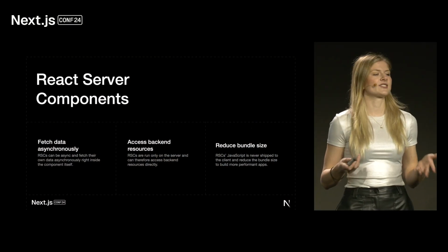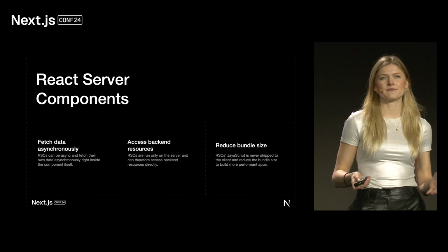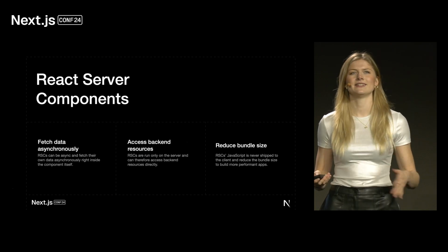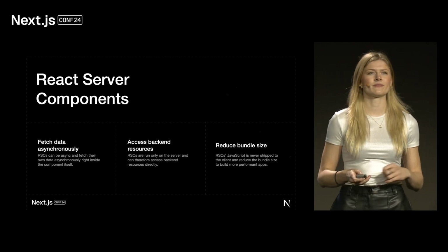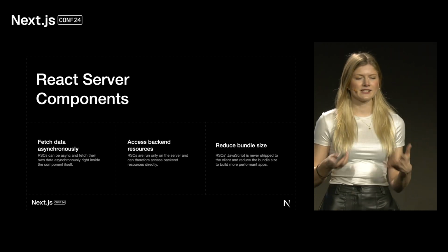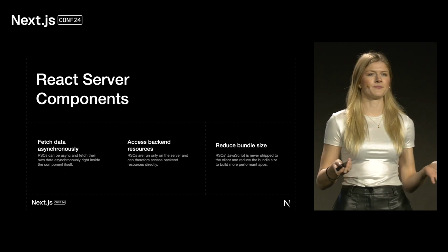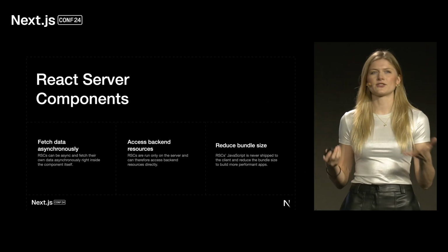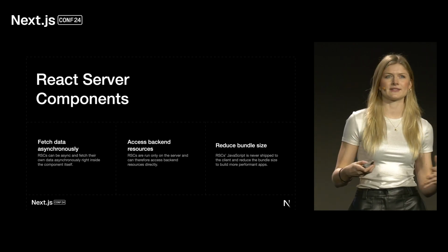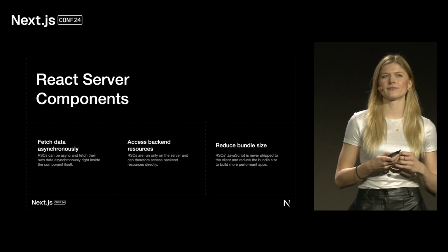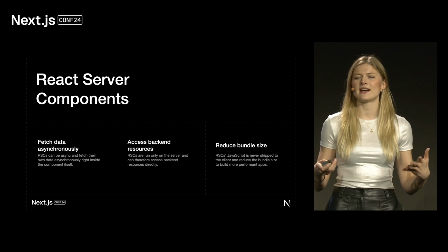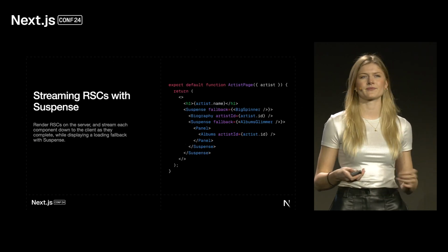Server components, however, are extremely powerful, and they can do a lot of things. For example, they can be async and fetch data asynchronously right inside the component itself. Furthermore, since they're only run on the server, they can access backend resources directly and in proximity to the resource, for example, a database. And lastly, the JavaScript is never shipped to the client, which means that they reduce the bundle size and let us build more performant apps.